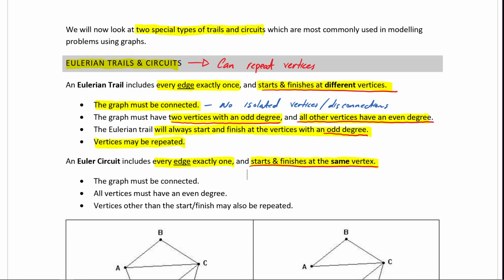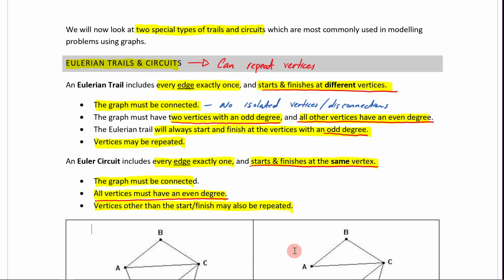Okay, let's read this. Here it says, the graph must be connected. In the same way, the graph must be connected here, no isolated vertices or disconnections, and all vertices must have an even degree. So this is different to what we saw up here. Now all vertices must have an even degree, and we'll be seeing that soon in an example. And the last one here, vertices other than the start and finish may also be repeated.